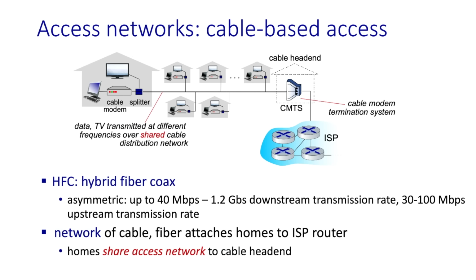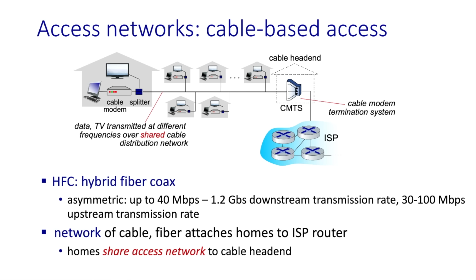Cable access networks are typically asymmetric, meaning that they're designed to transmit data faster in the downstream direction to the home rather than upstream from the home. And this asymmetry reflects the fact that we tend to be more consumers of data than producers of data. Typical cable transmission rates are 40 megabits per second up to 1.2 gigabits per second in the downstream direction and 30 to 100 megabits per second upstream transmission rate. And of course, as the saying goes, your mileage may vary, and your modem will often rate limit how fast you can send and receive. Basically, you're getting what you pay for.